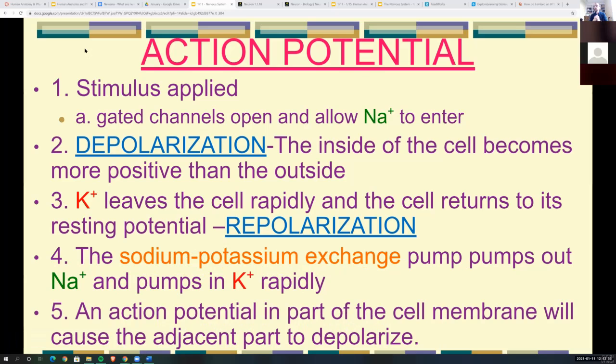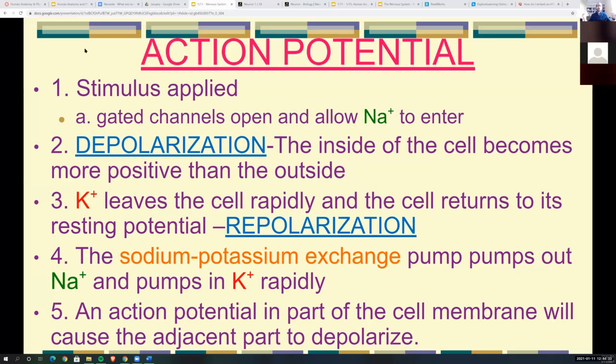An action potential in part of the cell membrane will cause the adjacent part to depolarize. Have you guys ever played dominoes before? Actually, not the game dominoes, but taking dominoes and lining them up next to each other to have a long row of dominoes, then knocking one of the dominoes over on top of the other. And one domino hits the other domino, hits the other domino, hits the other domino. That is how the neuron functions. That's how an action potential travels down a neuron.